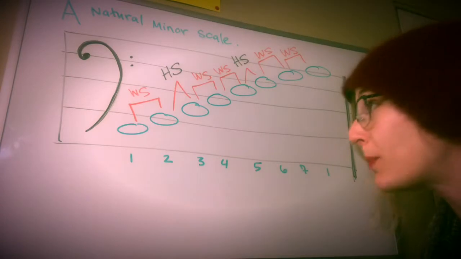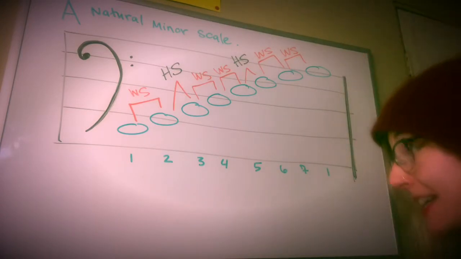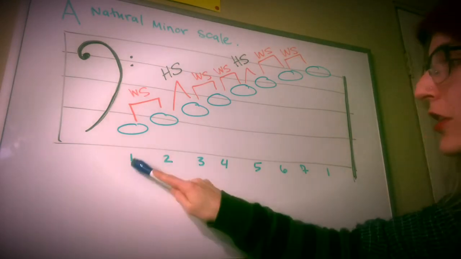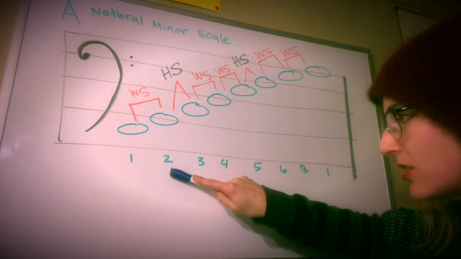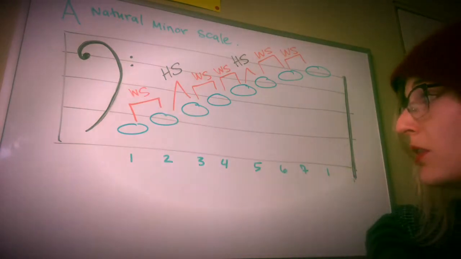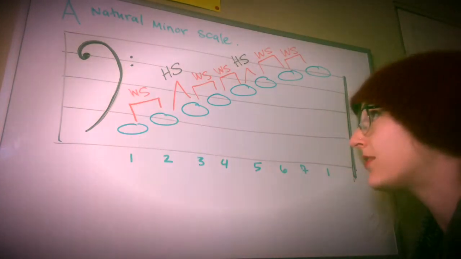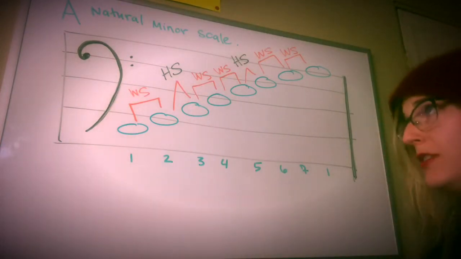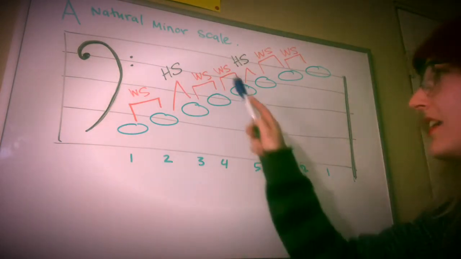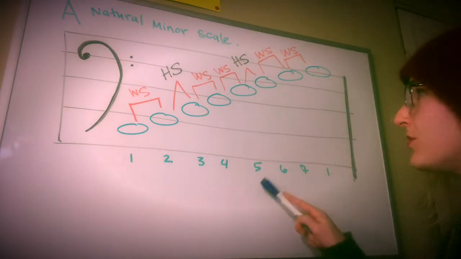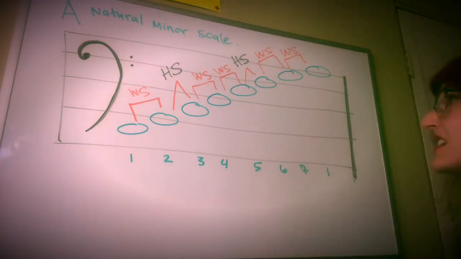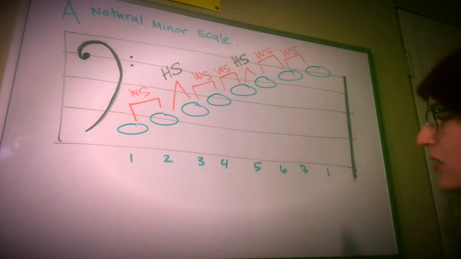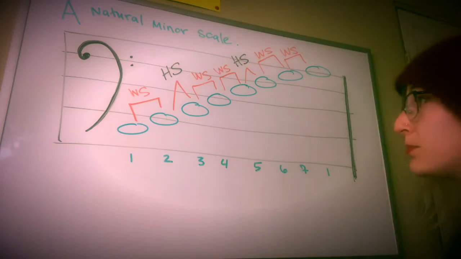So, with our powers of science and counting and music combined, we discovered that between the first and second degree of the natural minor scale, we will need a whole step. Between the second and third degree, we will need a half step. Between the third and fourth degree of that same minor scale, we will need a whole step. Between the fourth and fifth, we need a whole step. Between the fifth and sixth, we need a half step. Between the sixth and seventh, we need a whole step. And between 7 and 1, another whole step.